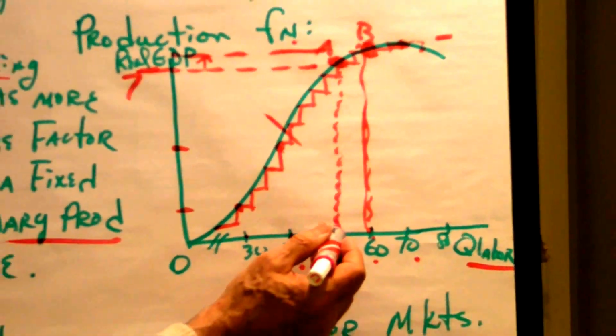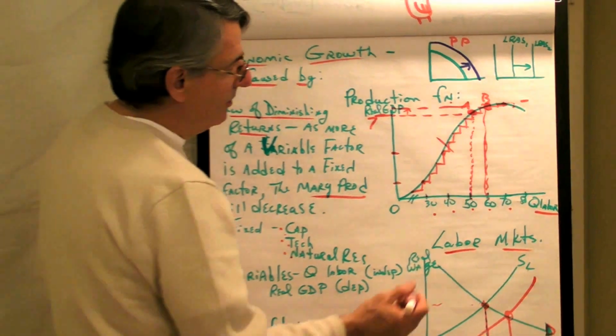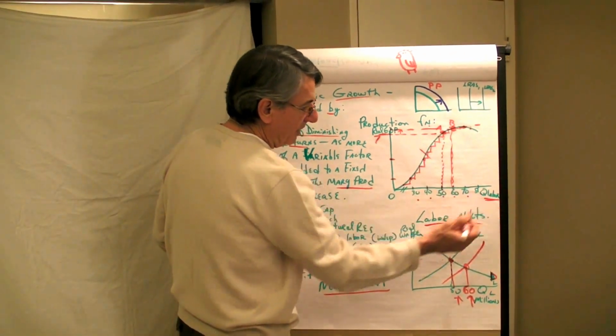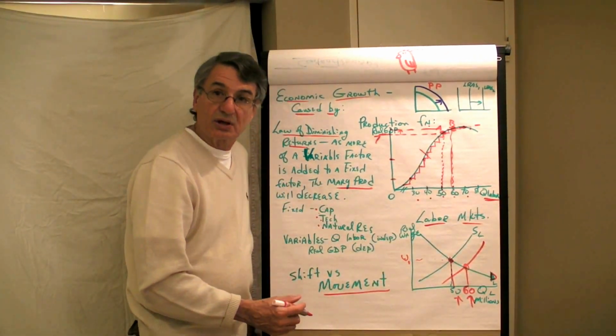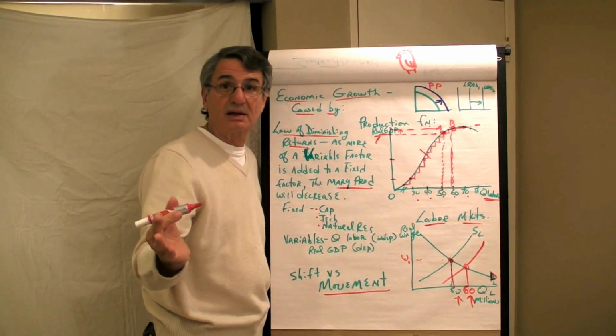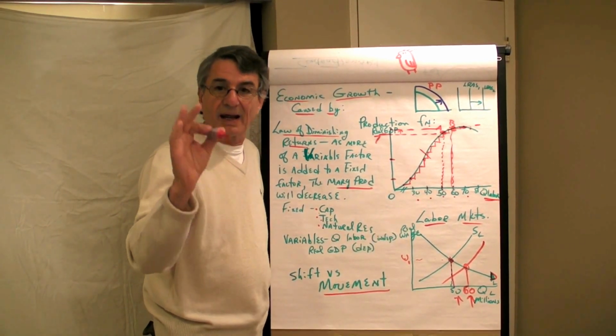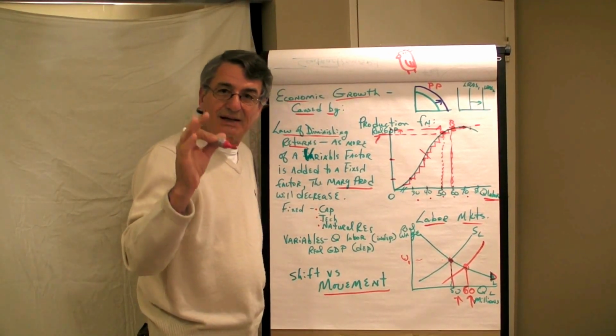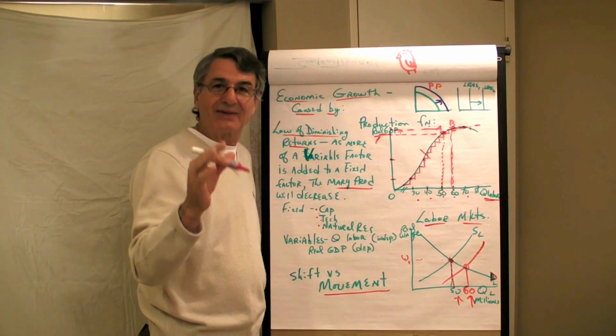So we would get a movement along the production function if the quantity of labor changed. What would cause a shift in the production function? And the answer, of course, is a change in any of the constants.